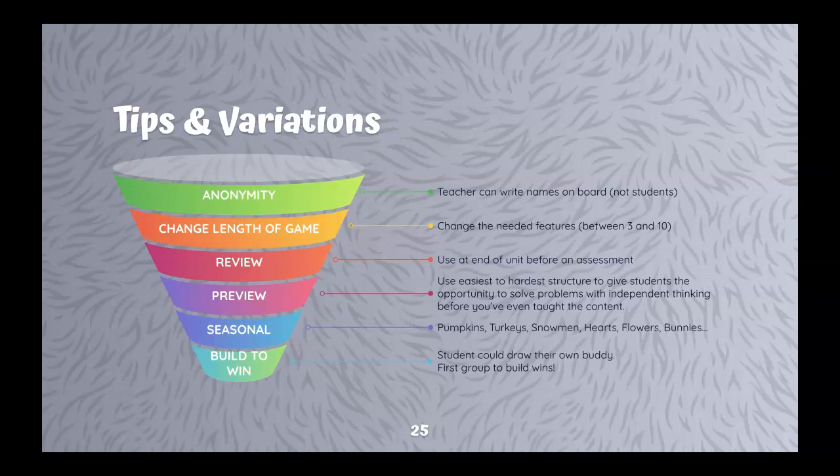This can be a great seasonal game. So I have some where I've done pumpkins, turkeys, snowmen, hearts, flowers, bunnies. You can change the buddy to match the season to really get it appropriate and fun in the moment. And lastly, another variation that I like is students drawing their own buddy. So every time they get a problem right, they draw a feature on their own buddy. And in that case, the first group to build their buddy wins. So it's kind of opposite.